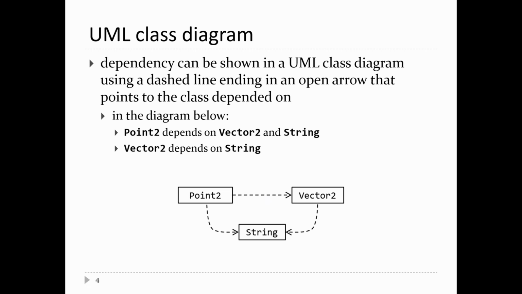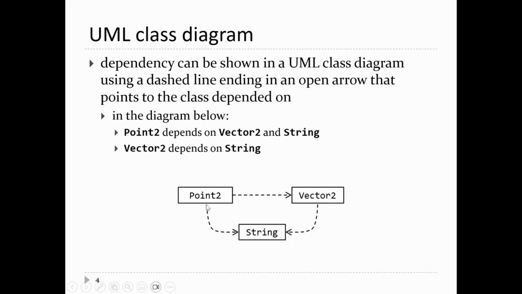In a UML class diagram, you can show the dependency between two classes. The way that you show dependency is that you draw your classes. Here I have Point2, String, and Vector2. We haven't talked about Vector2, but it's a companion class to Point2. Point2 has a toString method, and so that means it depends on the class String. Vector2 has a toString method, so it also depends on the class String.